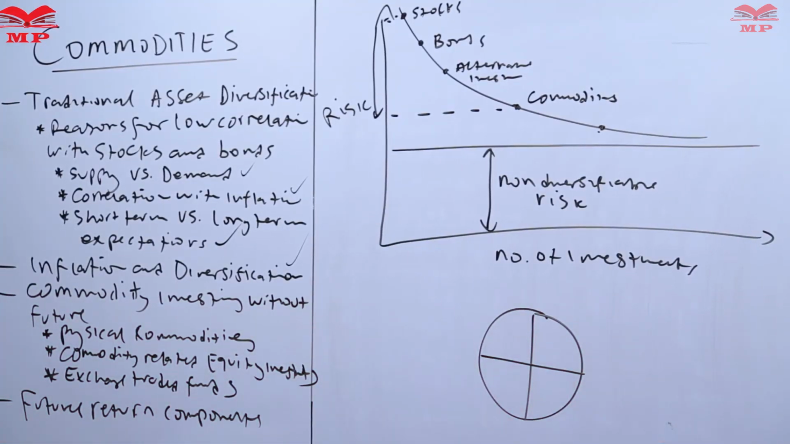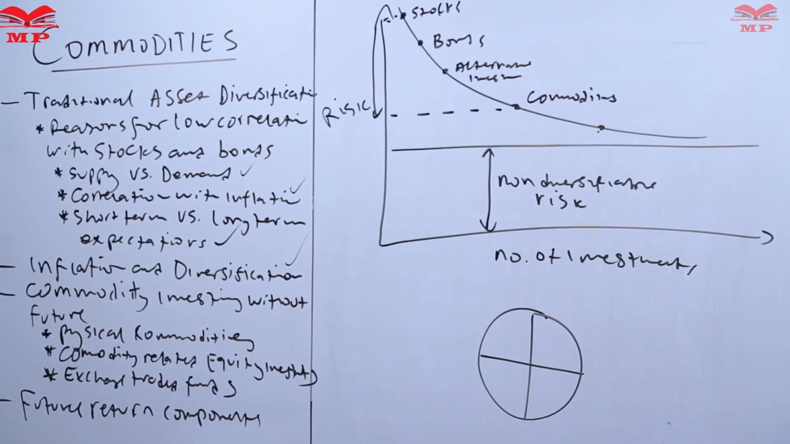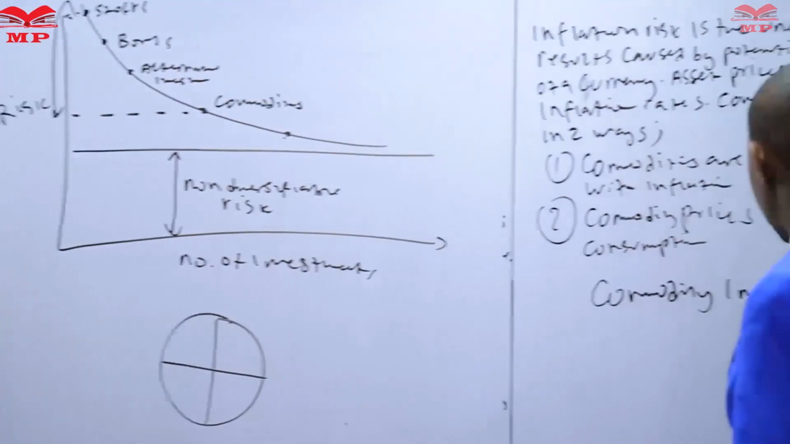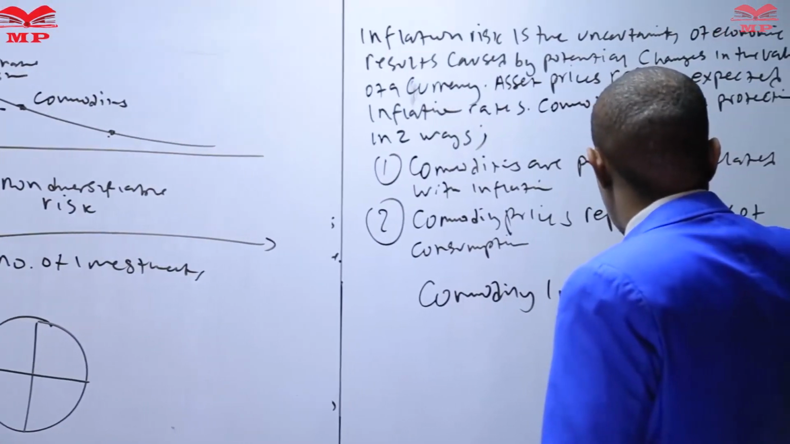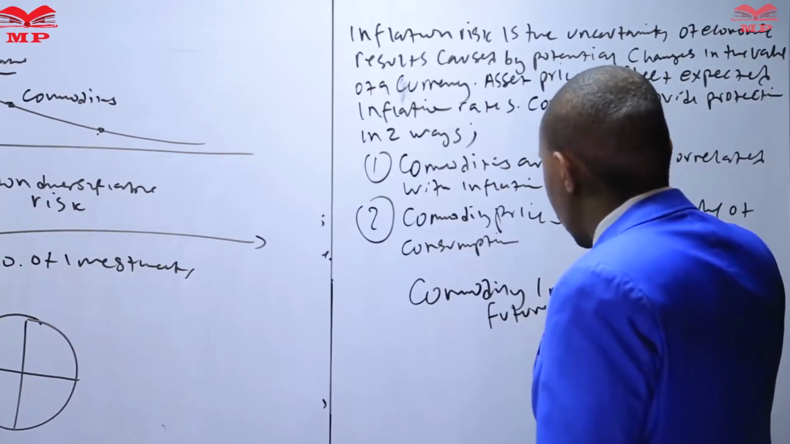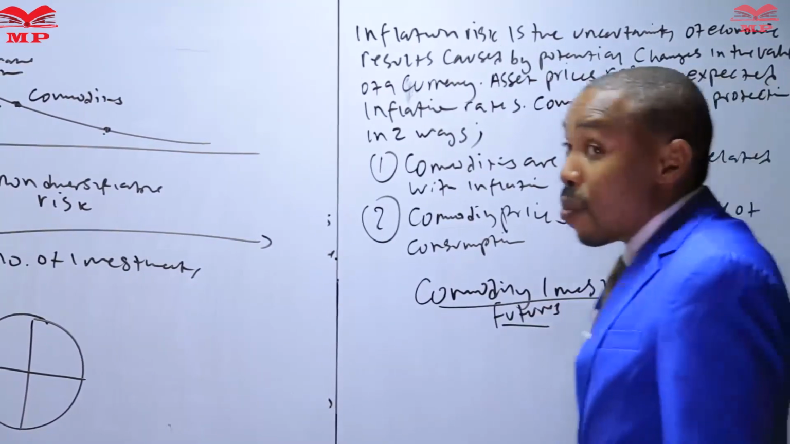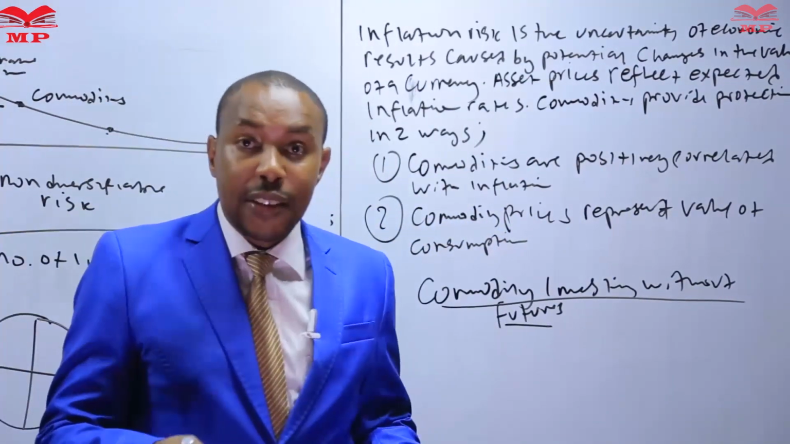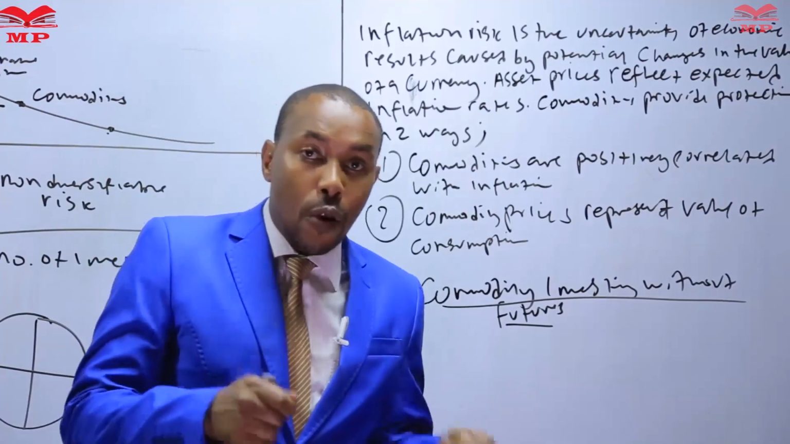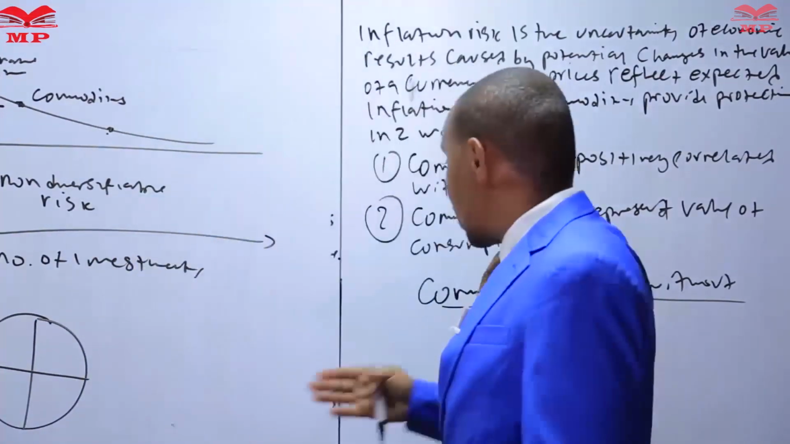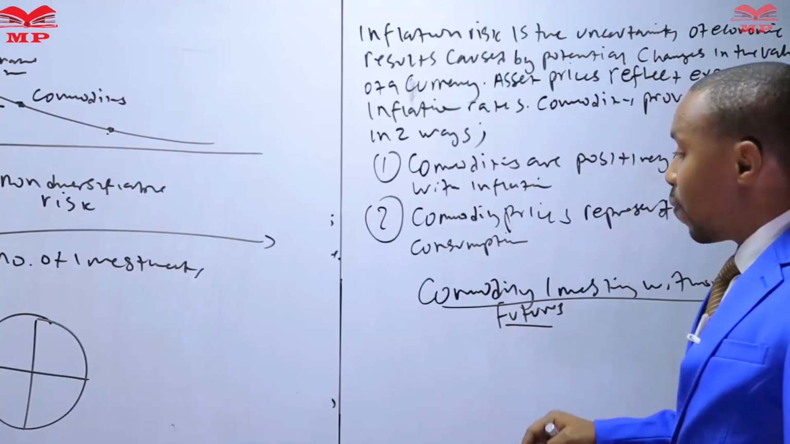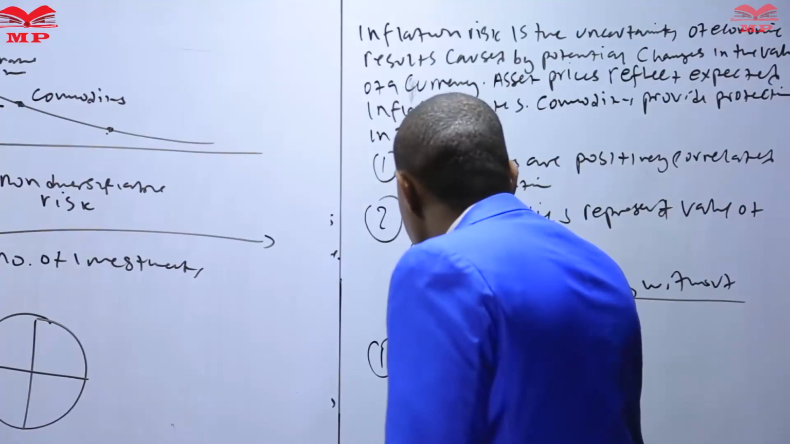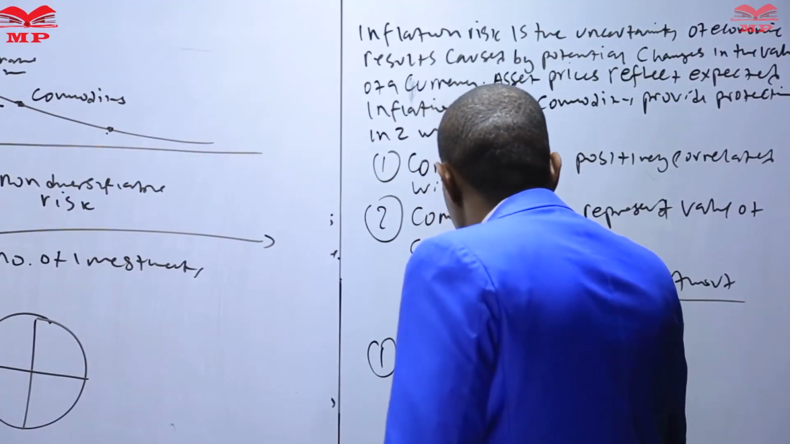So we say commodity investing, investing without futures. So we are not going to use any form of derivatives for commodity investing. What we just want to do is physically purchase the commodity. If it's barley, if it's wheat, if it's copper, if it's gold, we can seek exposure to commodities without the use of futures by, number one, physical commodities.